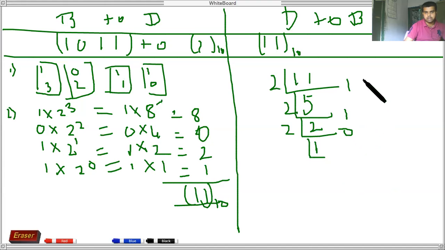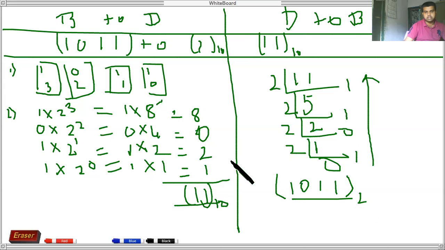Then 2 zeros are 0, remainder is 1. So now if I arrange the number from down to up, what did I get? 1 0 1 1. Didn't I get the original number? Yes or no? Yes. So we got the original number, and this is what you have to remember.